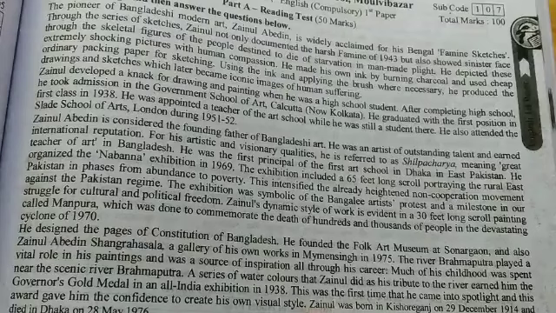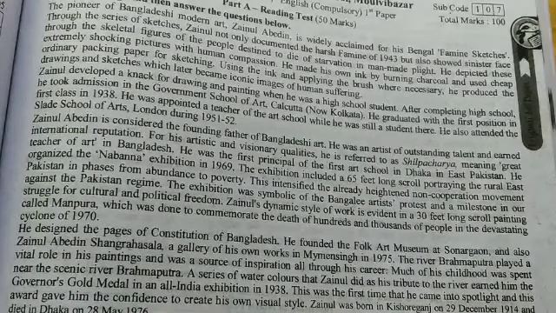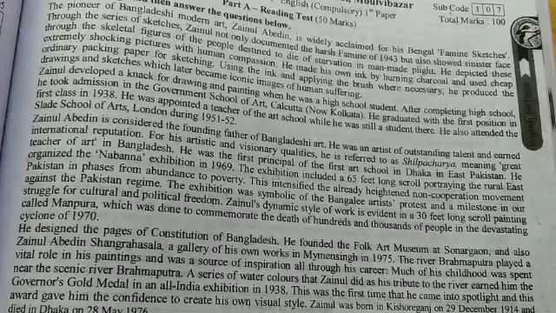Now what you can see that in the last para, Jainul was born in Kishoreganj on 29 December 1914 and he died in Dhaka on 28 May 1976. This line focuses on when he was born and when he died.